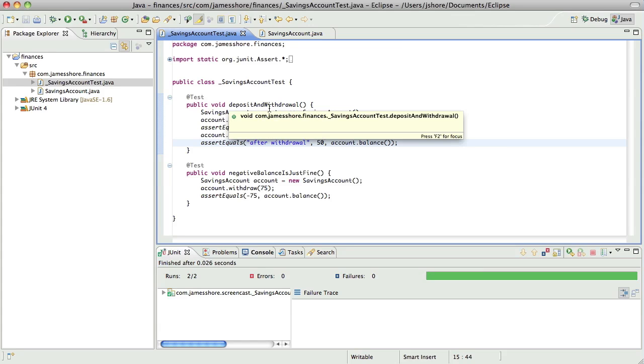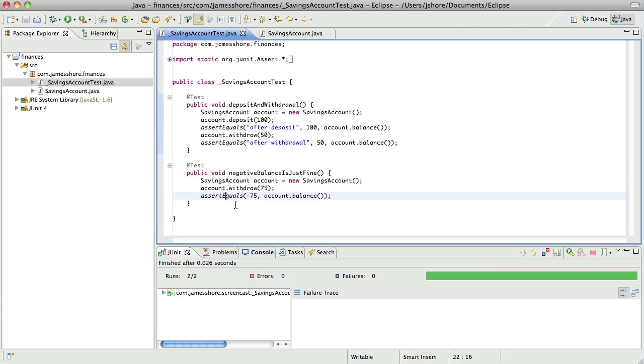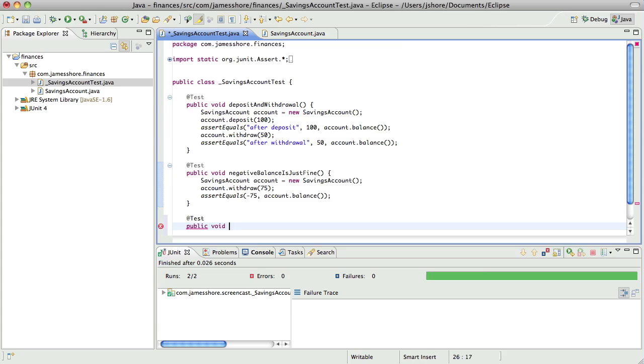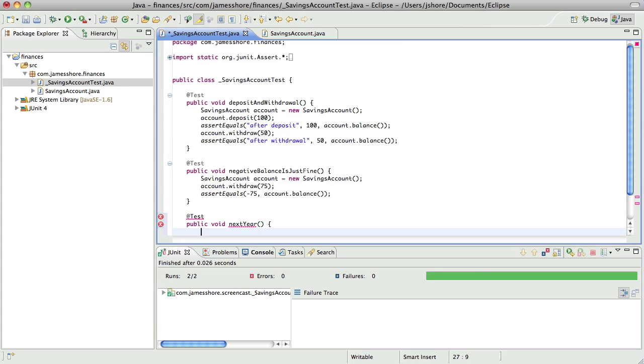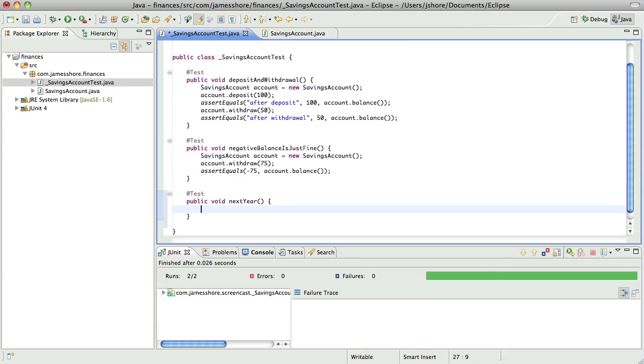Depositing and withdrawing is fine, but I think what we really need to do here is start doing some projections. So what I want to do is create a test that will project out for a year. Now, I haven't actually figured out how I want to do this yet. So let's just play with it a little bit and see what we come up with. So we'll call this next year, and ultimately what we want to do is get something that we can graph.